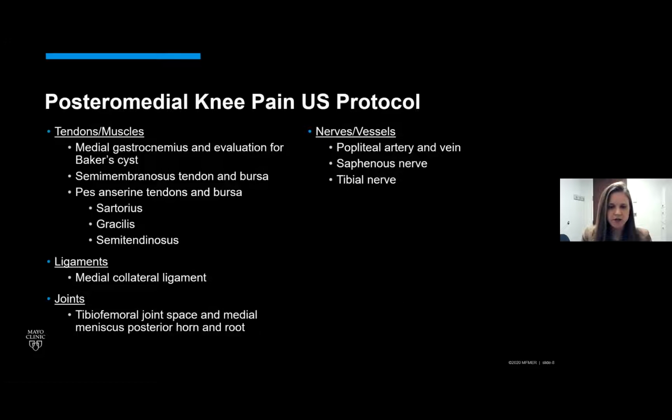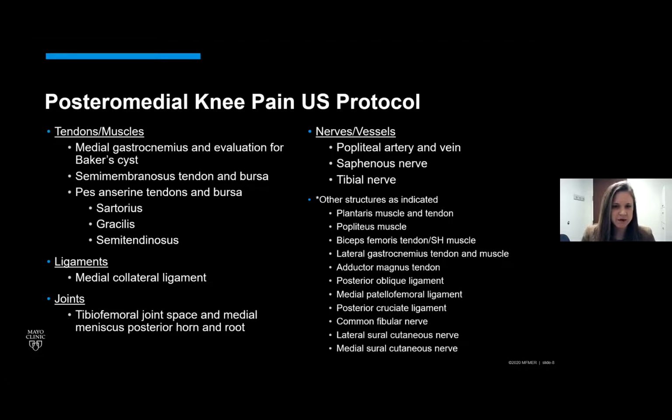So here I've listed the structures that we'll review today as part of the posterior medial knee scan, including the tendons and muscles, ligaments, joints, as well as neurovascular structures. It merges a lot of the posterior and medial scanning protocol structures, but will not be a comprehensive review of all the posterior and all the medial structures. I've also listed some other structures to review as clinically indicated, but will not go over today. And also important to note, I will not be giving a comprehensive discussion about all the pathology in this region, but will rather focus on the pathologic findings in this particular case.